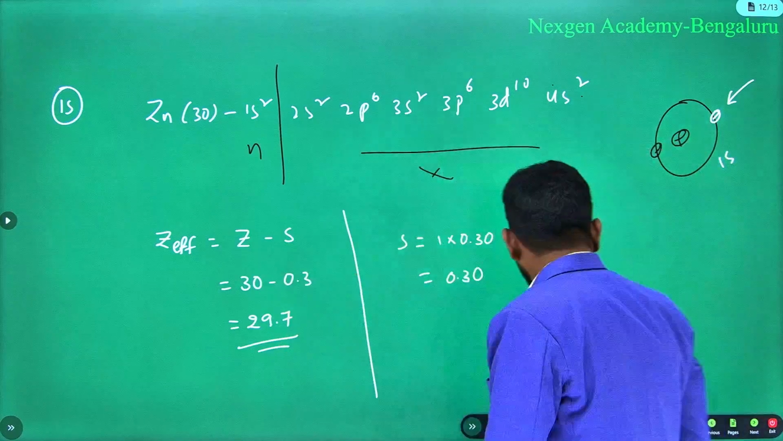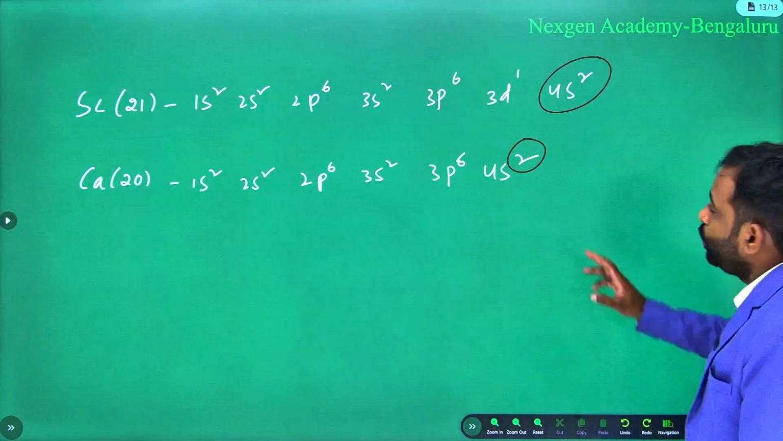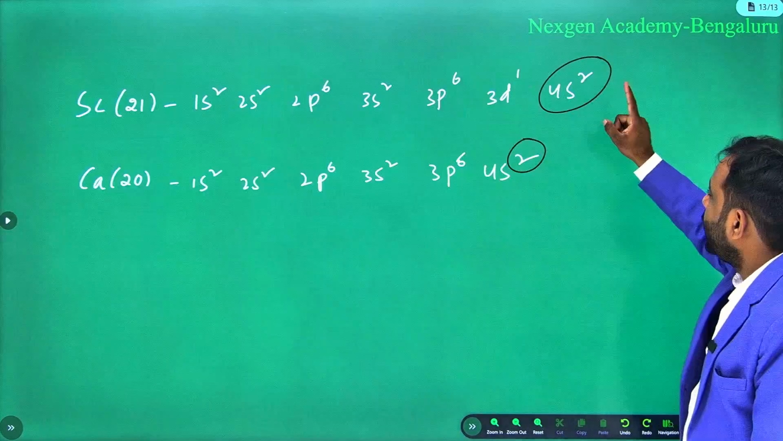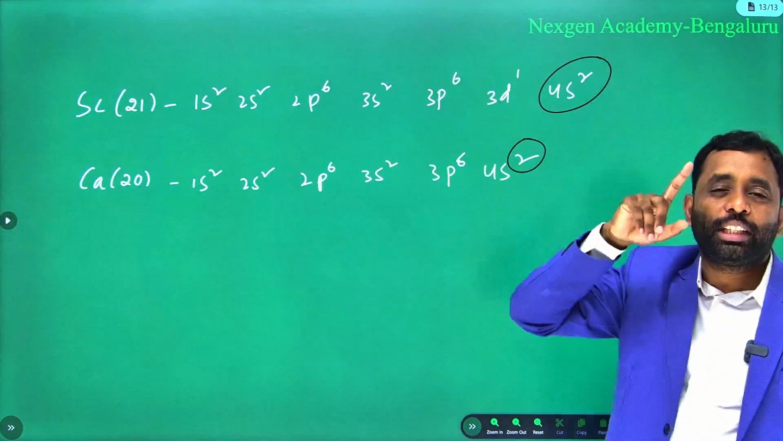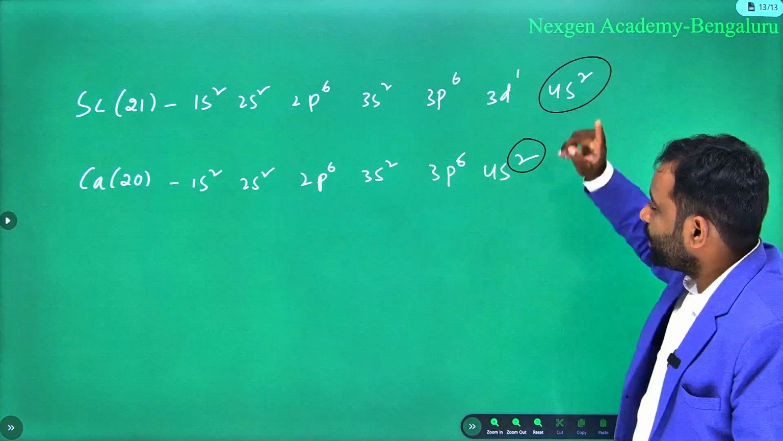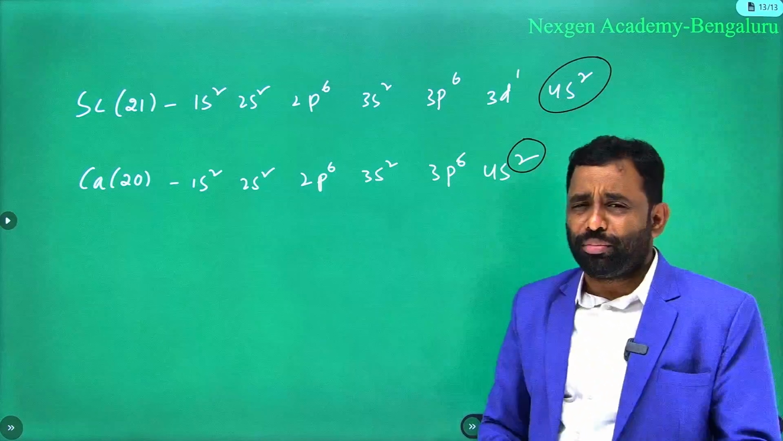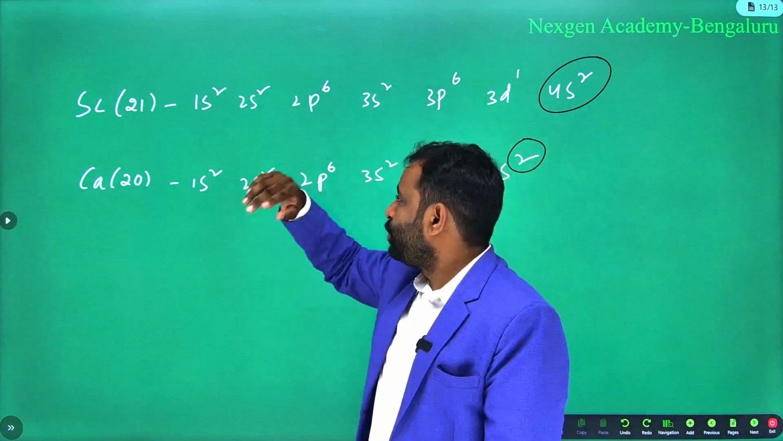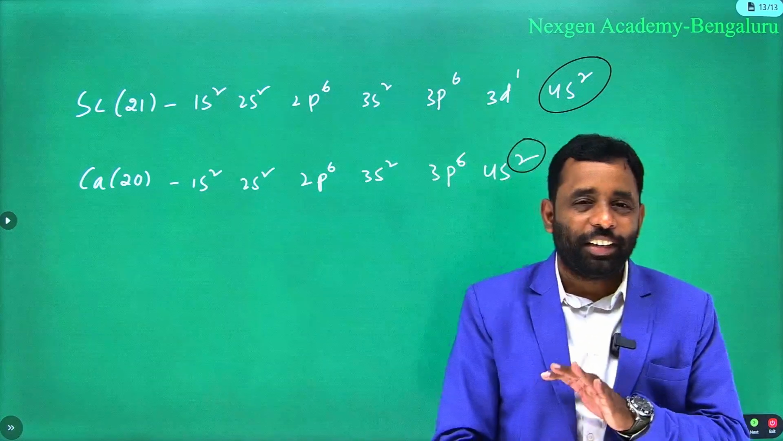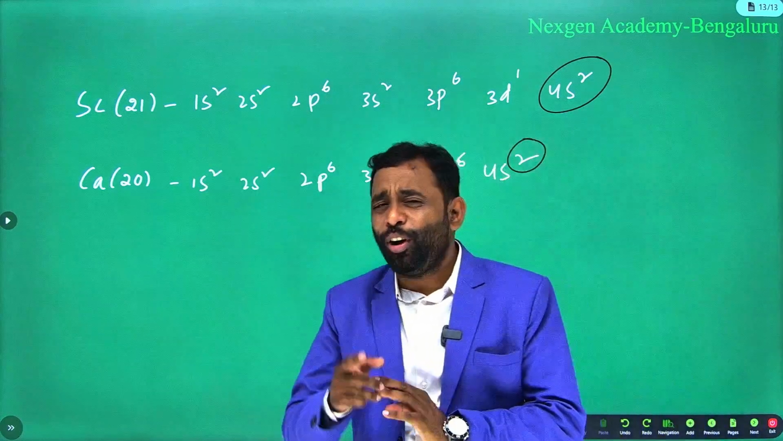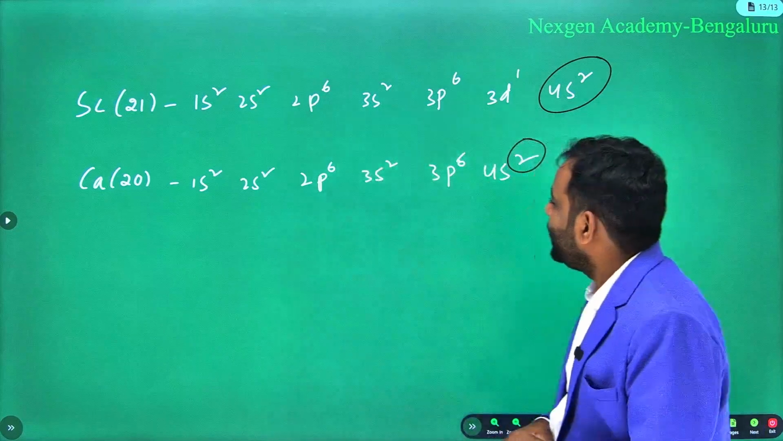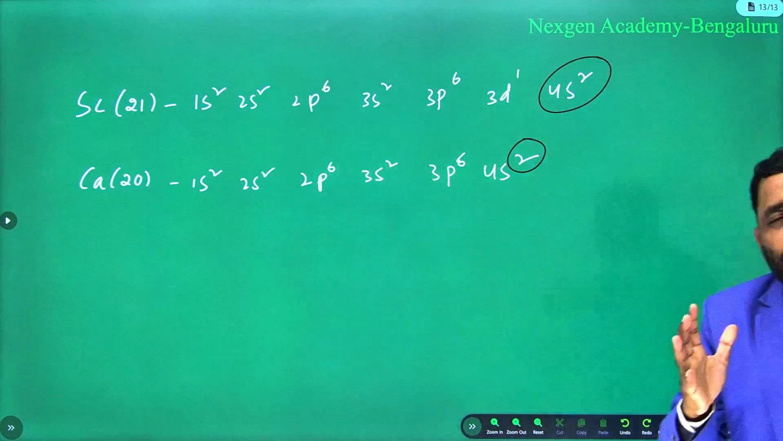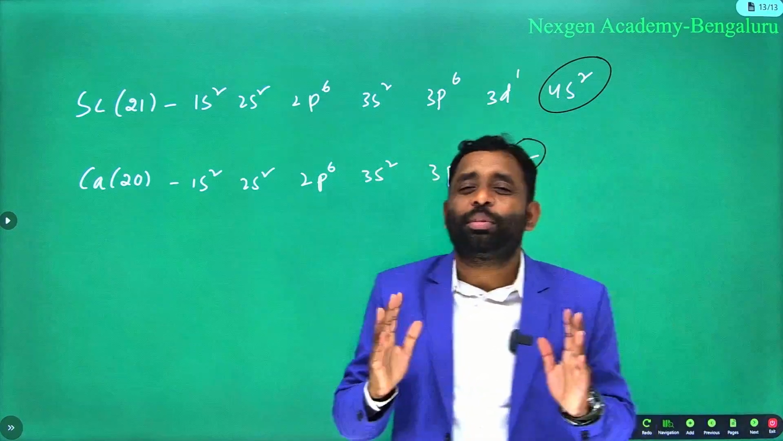I have given some questions also. Two questions I have asked you: calculate the effective nuclear charge experienced by the valence electron of scandium as well as calcium. You can do it for 3d, 3p, 3s, 2s, 2p or 1s electrons without any confusion. I hope you understood, right? This is very easy. You need some experience and some clarity.